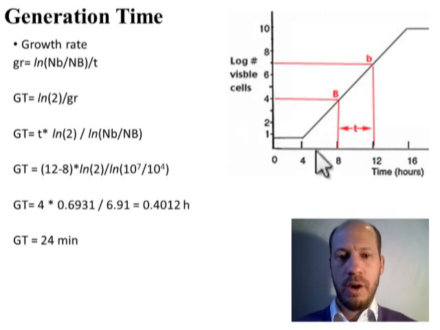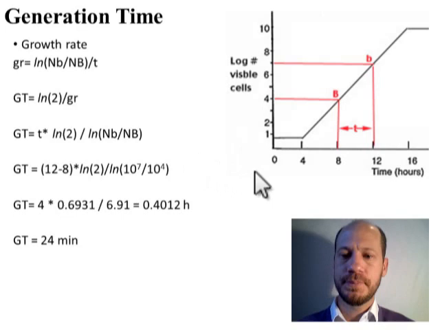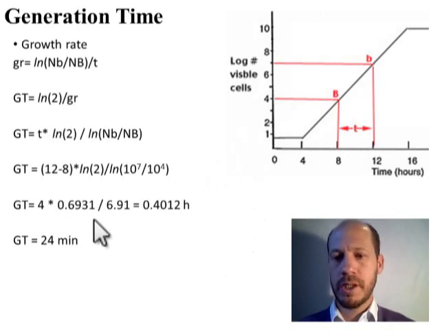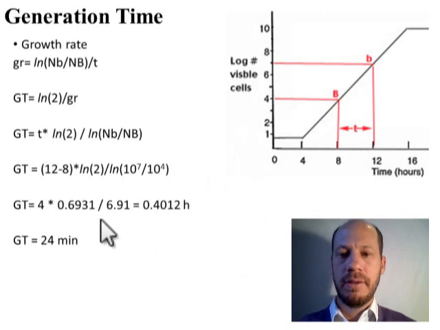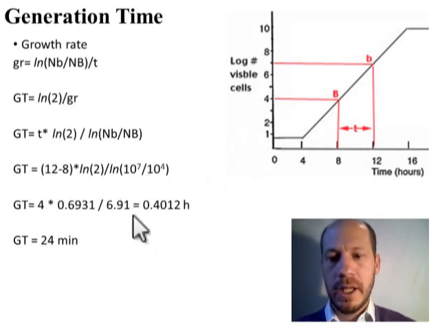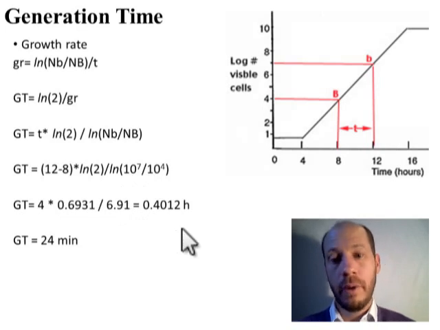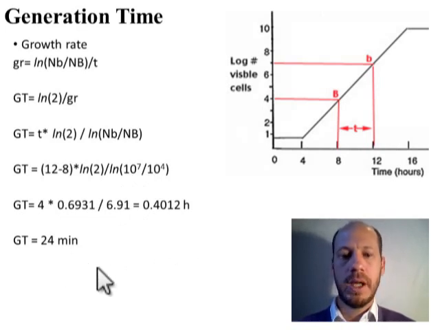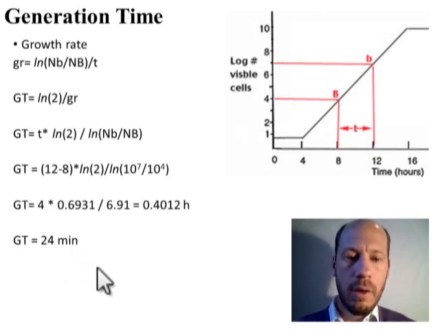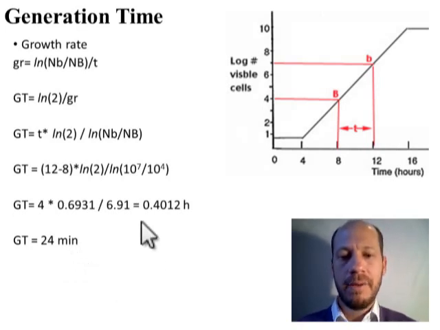We can solve this if you have, for example, 10 to the 4th and 10 to the 7th cells, at 12 hours and 8 hours for the time. So the time will be 12 minus 8, which is 4, times the logarithm of 2, which is 0.6931, divided by the logarithm on the bottom, which adds to 6.91. The result of this equation is 0.4012 hours, or a generation time of 24 minutes. This is just an example of how you can calculate the generation time by having the concentration of cells at two different times.